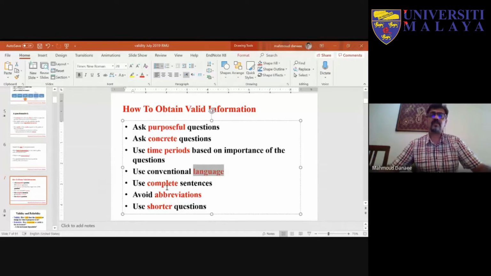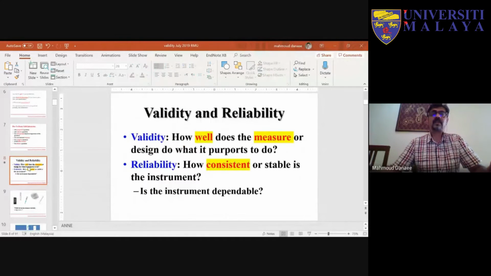When you design a questionnaire, of course, you need to use complete sentences and avoid abbreviations, and also avoid long-form questions, because you have to make everything simple and easy to understand. Okay, what are validity and reliability?